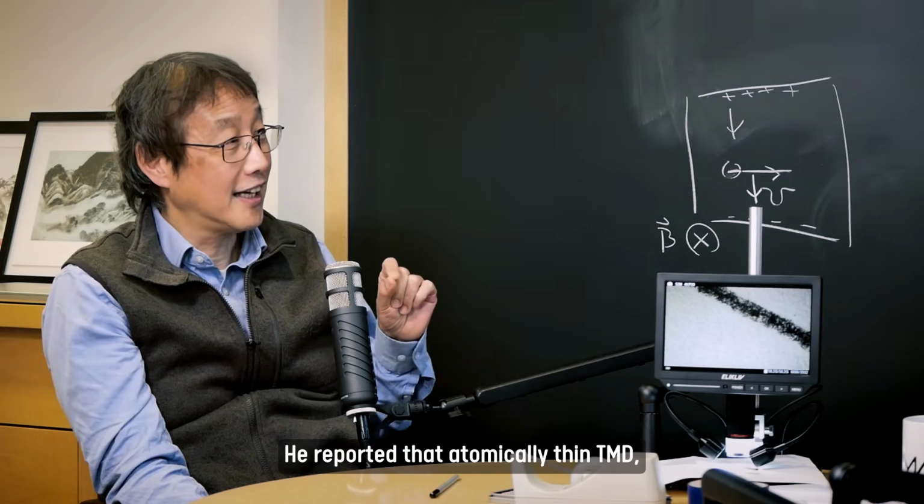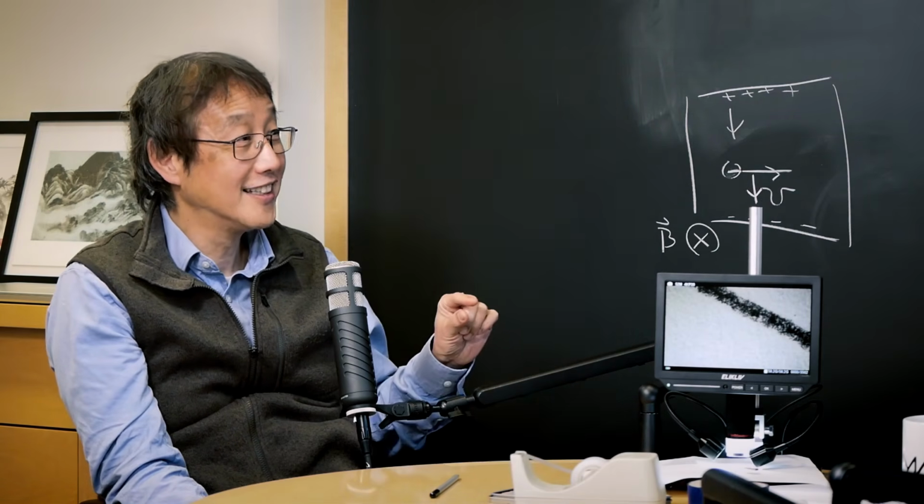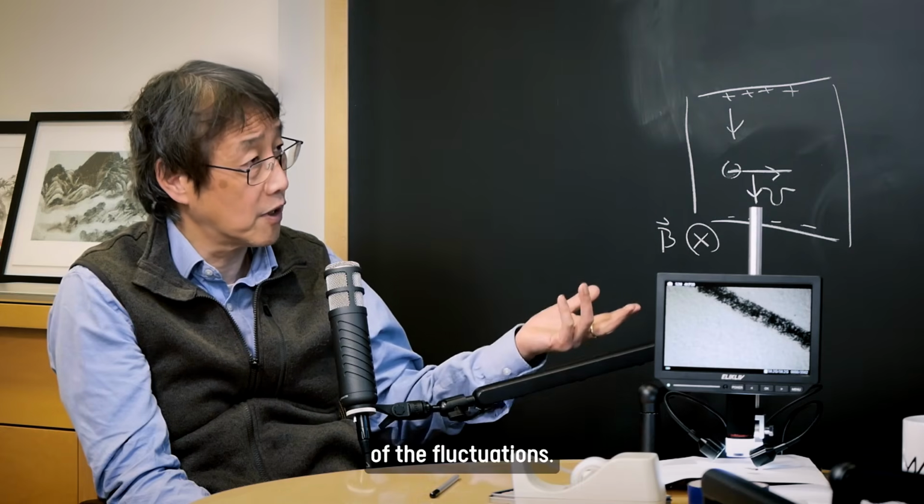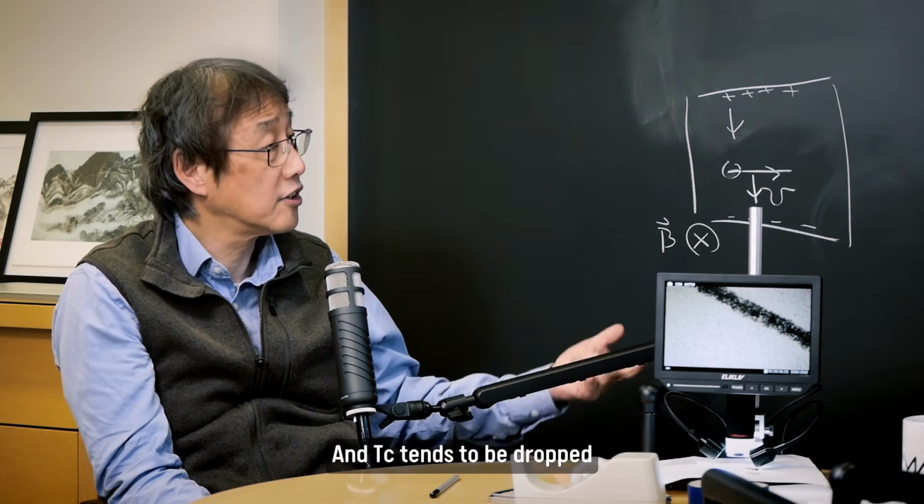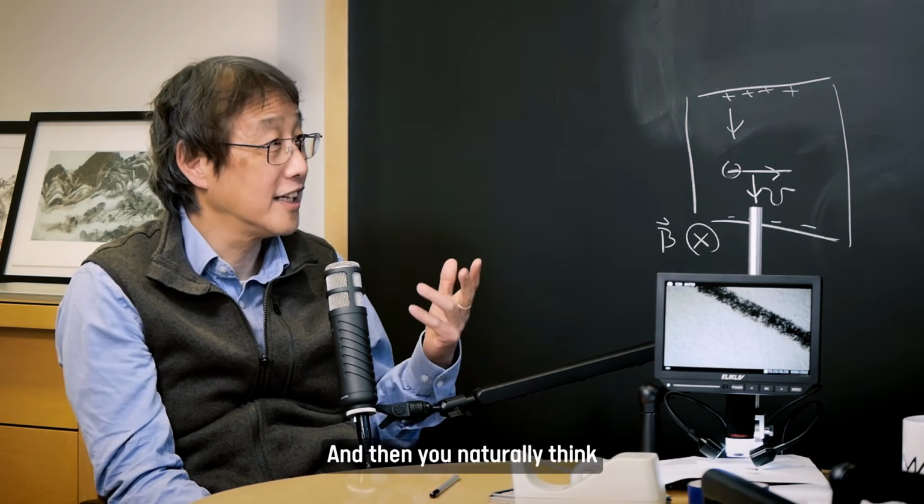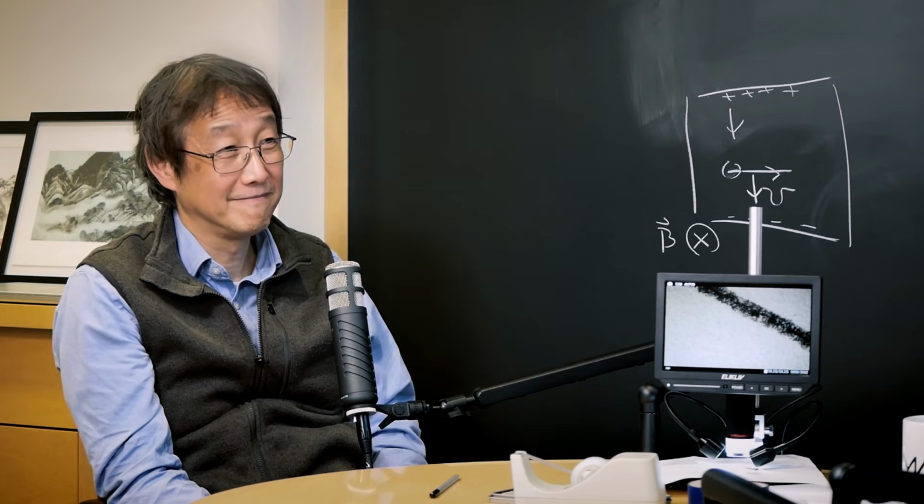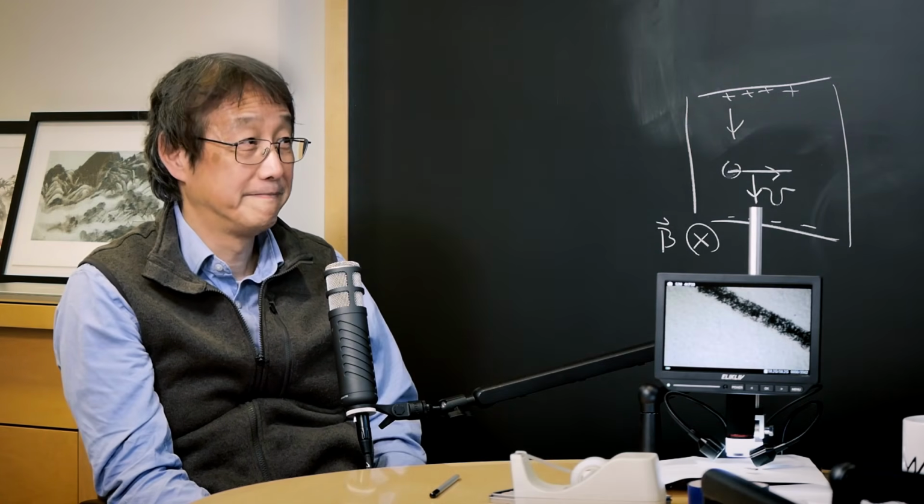He reported that in atomically thin TMD, the Tc changes as you go to low dimension. There's more of the fluctuations, and Tc tends to drop because of these fluctuations. And then you naturally think, how did he make this sample, right? Guess what? He used a Scotch tape.